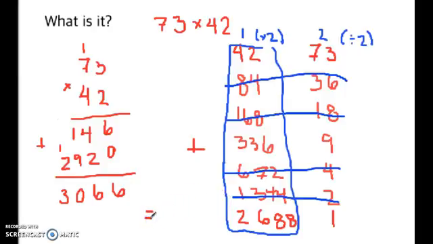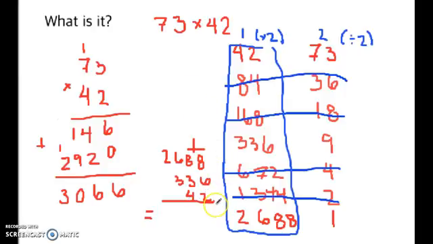So 42 plus 336, let's write it out so we know that we're doing it right. So 2,688 plus 336 plus 42.